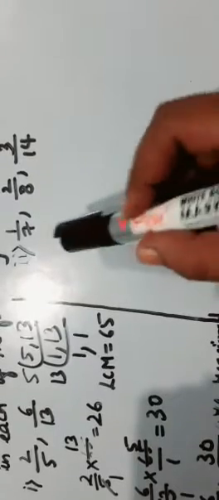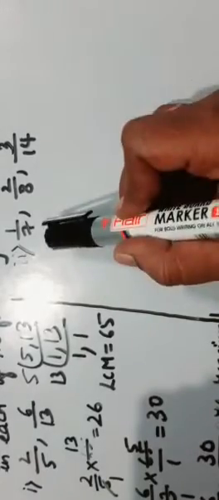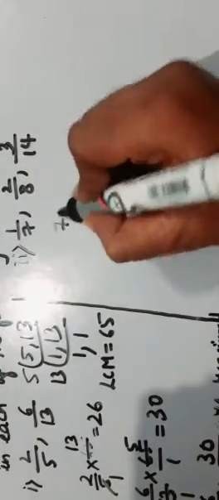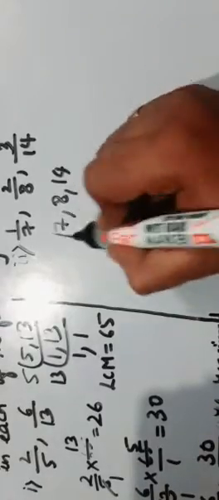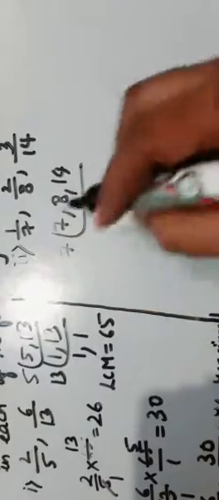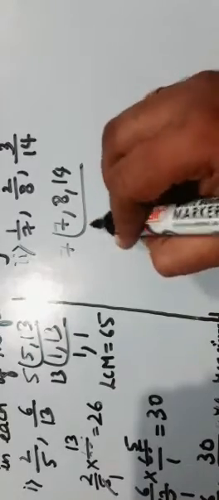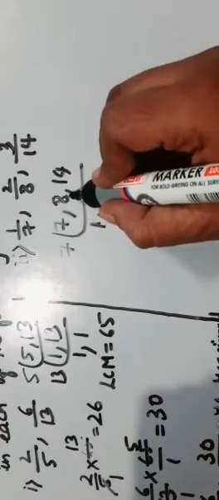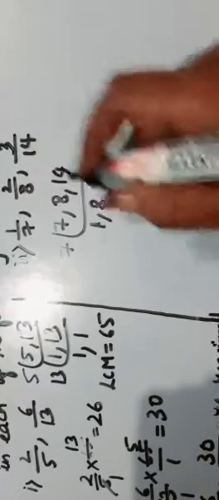Children, next you have 1 by 7, 2 by 8, 3 by 14. Here you observe all the denominators are different. To make them common, we have to take the LCM for 7, 8 and 14. Here I will divide the three numbers by 7. 7 ones are 7. 8 is less than 7's next multiple, which is not a multiple of 7. Therefore, I keep 8 as it is.